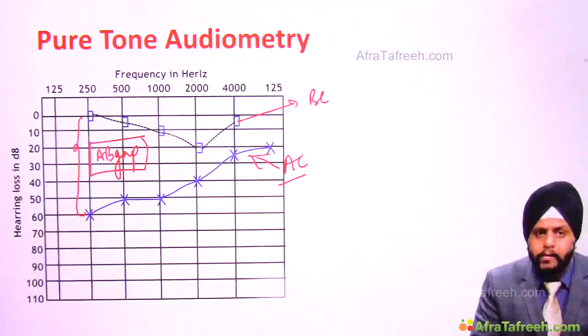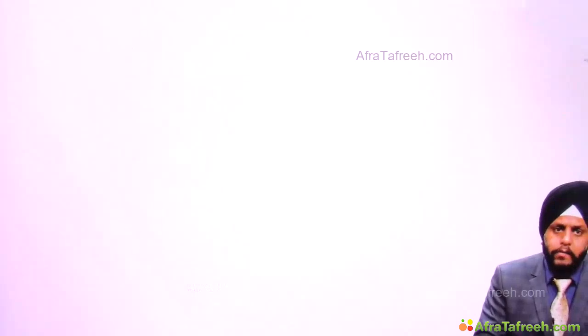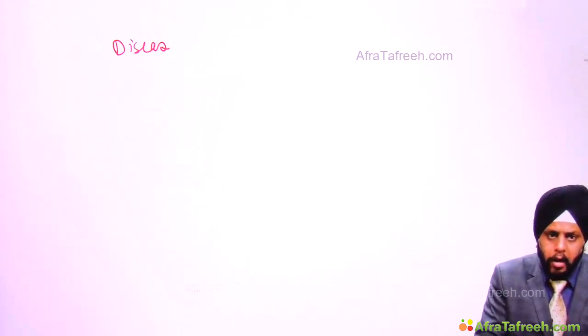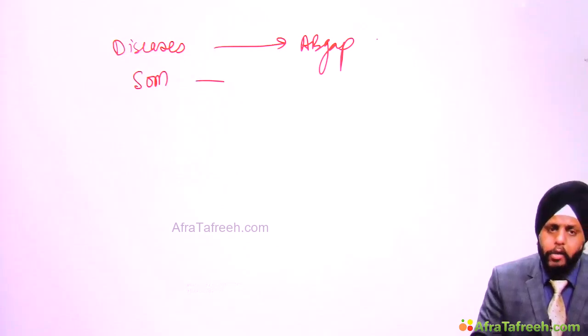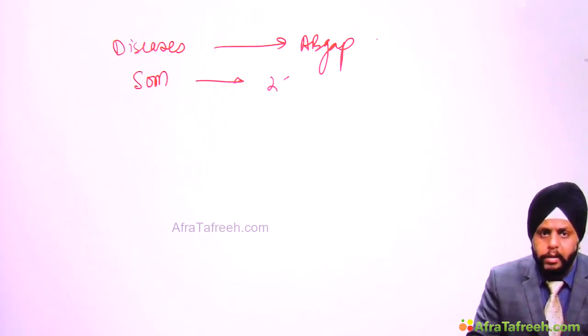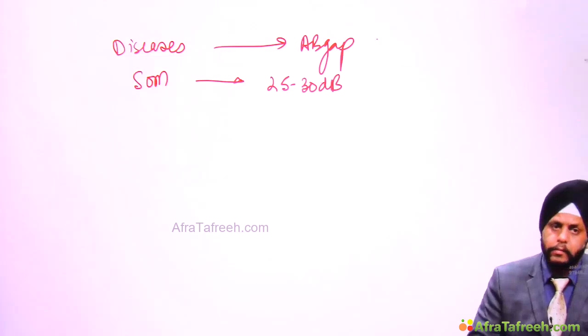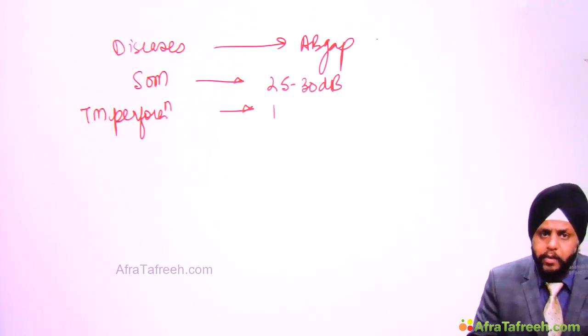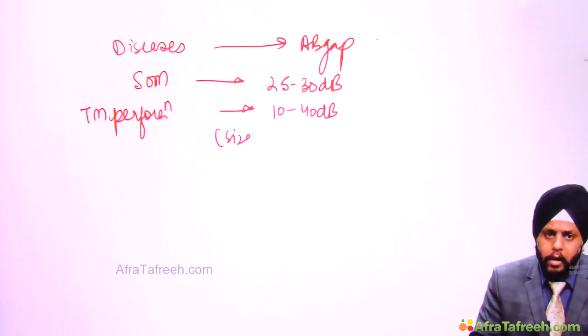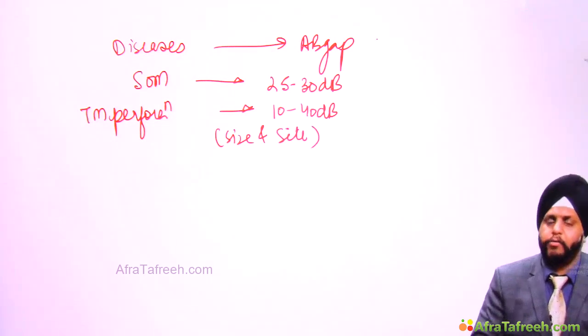Okay, now let's revise something about the AB gap. So let's talk about some diseases and the AB gap in them. So number one, we talked about serous otitis media. I told you in serous otitis media, the AB gap is usually 25 to 30 decibels. Okay, so now in chronic otitis media, tympanic membrane perforation, I told you the AB gap will be 10 to 40 decibels. That depends upon the size and the site of perforation.